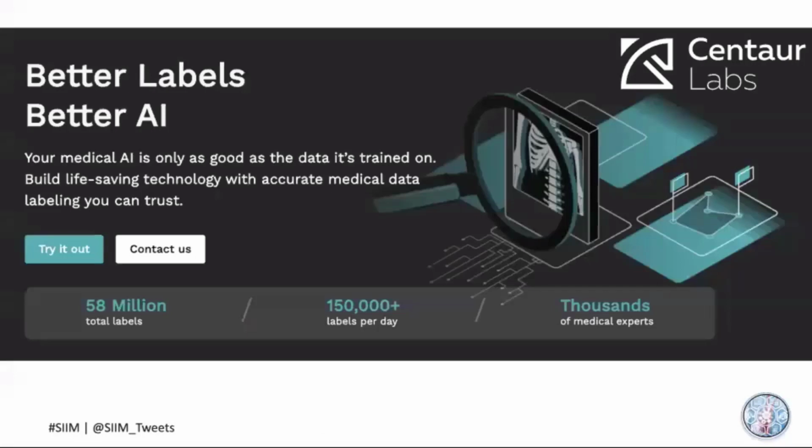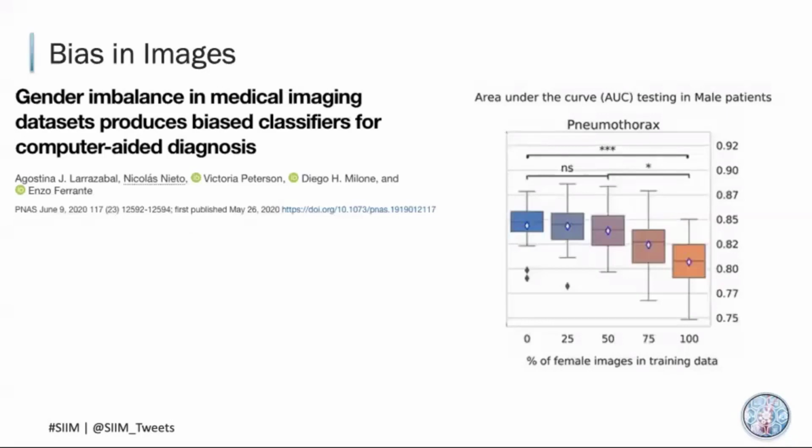Given this demand for data labels and the time-consuming nature of the task, commercial companies have started to emerge to provide labeling as a service, such as Centaur Labs, which calls upon medical experts to provide up to 150,000 labels per day. The last challenge we'll talk about is the potential for bias in the images themselves.